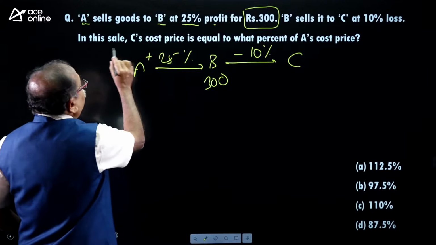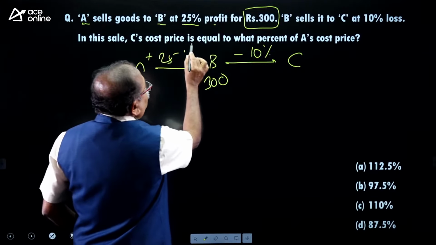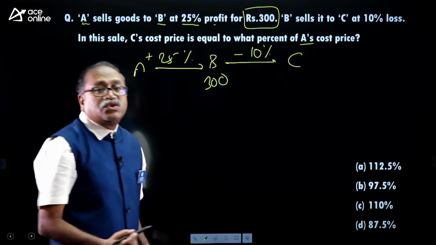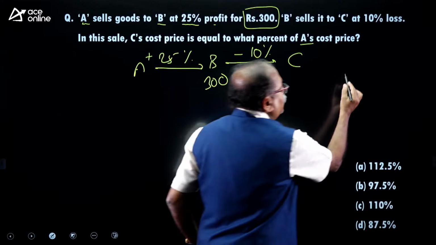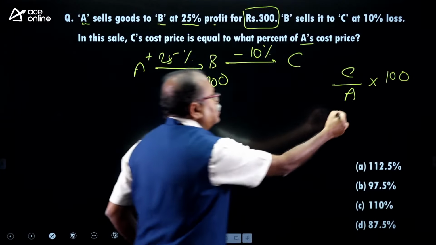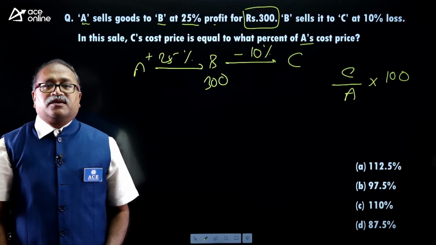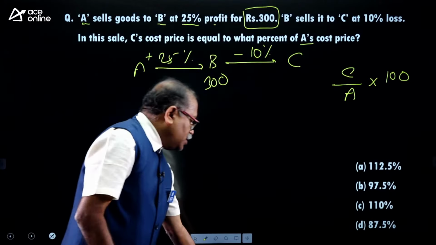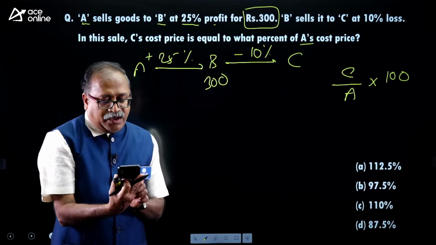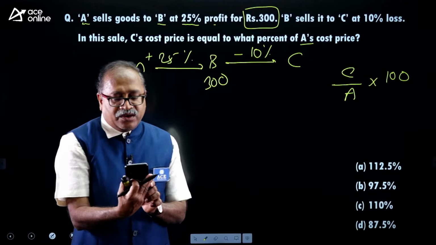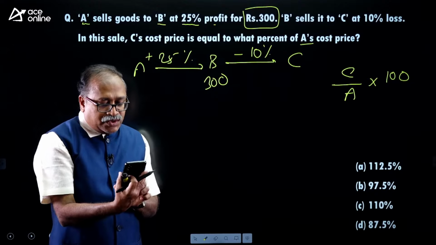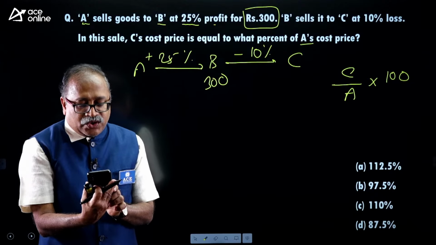And then in this case, C's cost price is equal to what percentage of A's cost price? That means C's cost price is what percentage of A's cost price, C by A into 100. Come on, my dear friends. You know that at the prelim level this type of question comes. Come on. Sumit sir, you are really good. Appal Naidu, you too. So is Anusha.